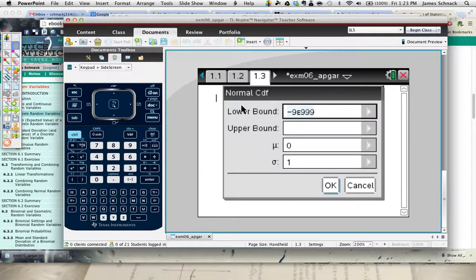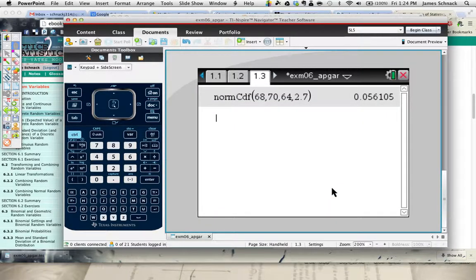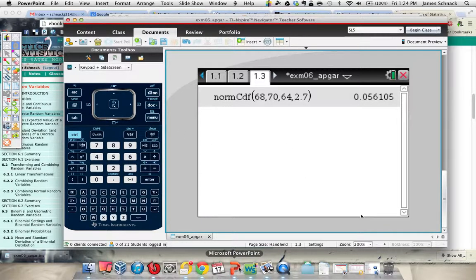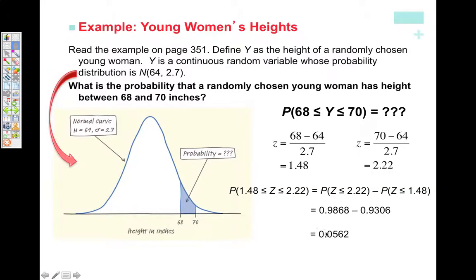What's our lower bound? Well, our lower bound is 68. Our upper bound is 70. Our mean, 64. And standard deviation, 2.7. And there we go, 0.56105. Now, why is this a little bit different? Well, because it got rounded, remember? And the numbers in the table that we use in Table A, those are rounded off too. The calculator is a little bit more precise with its calculations.